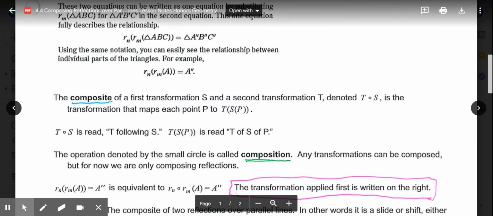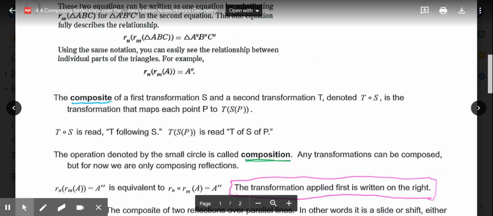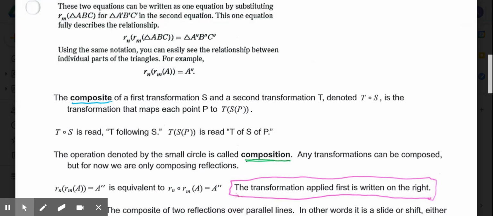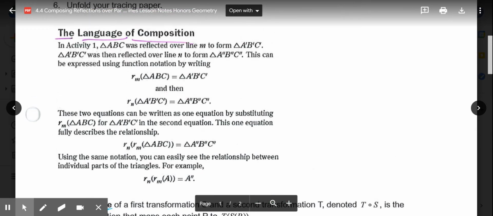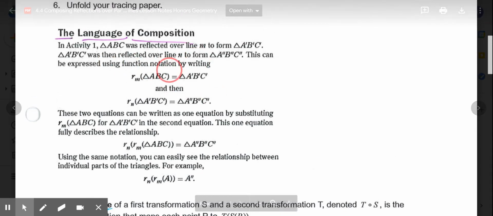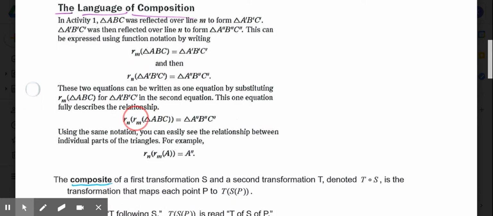So this little small circle in the middle, the operation denoted by that little circle, is called the composition. Any transformations can be composed, but for now we're only dealing with reflections. So we're going to look at how composite notation goes with our standard language of reflection notation up here. So how do we go from something like this to composite notation?